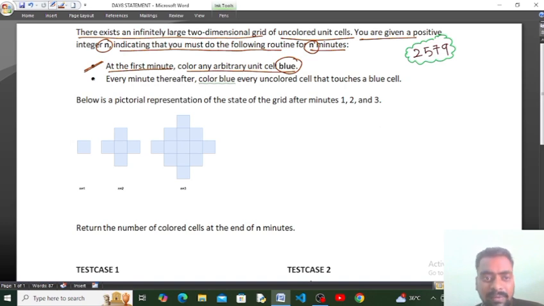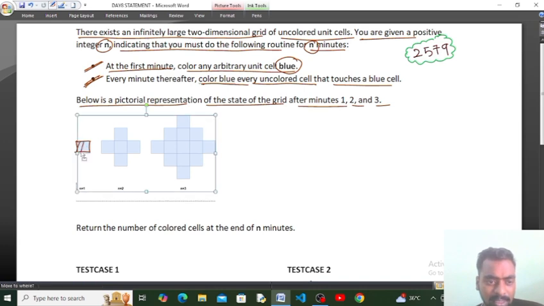Once the first cell is colored blue, then from the second minute onwards, color every uncolored cell that touches an already blue colored cell. So this is point number 2. Below is the pictorial representation of the state of the grid after 1, 2 and 3 minutes. Let us see the diagram. First one is for n is equal to 1.